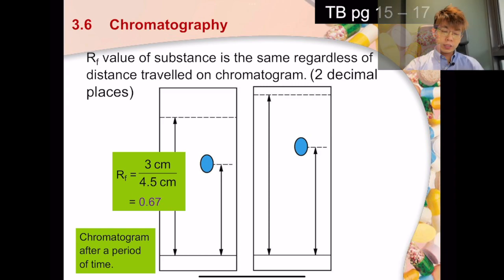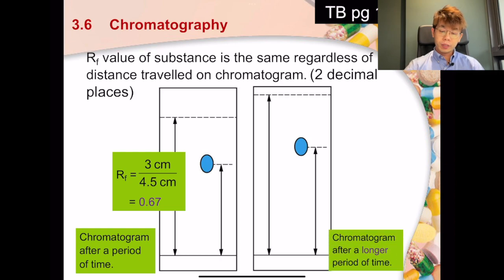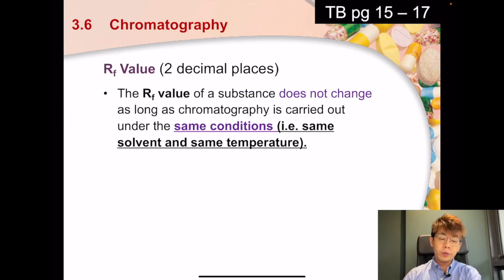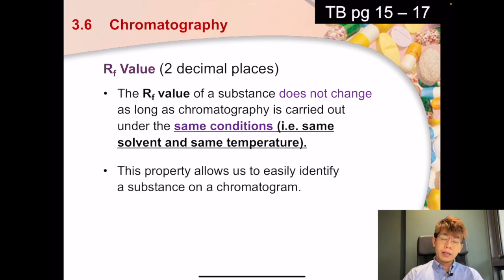If I run the same substance for a longer period of time, the solvent front will be further. Instead of 4.5 cm, it's 5.2 cm now, and the distance traveled by the spot is now 3.5 cm instead of 3. But the ratio will still be 0.67 because it's the same substance in the same solvent. Therefore, the RF value does not change as long as the chromatography is conducted under the same conditions, meaning the same temperature and same solvent. The same substance will always have the same RF value, and this allows us to identify the substance very easily.